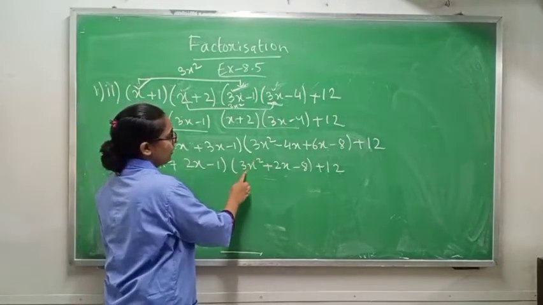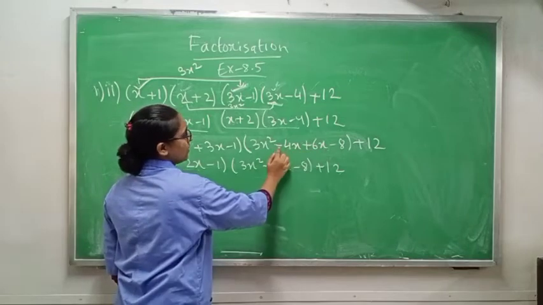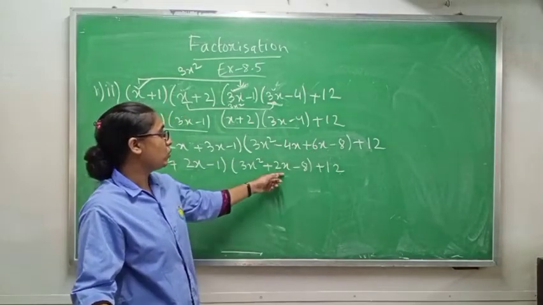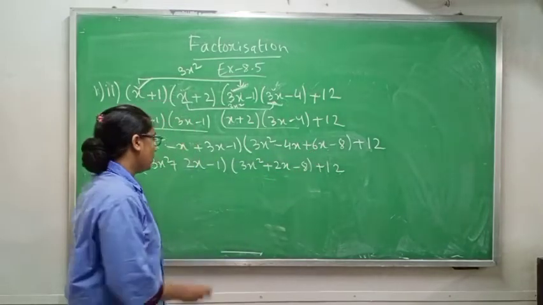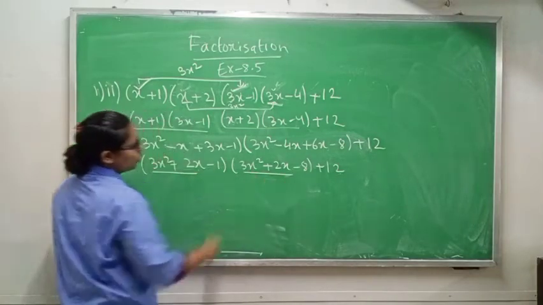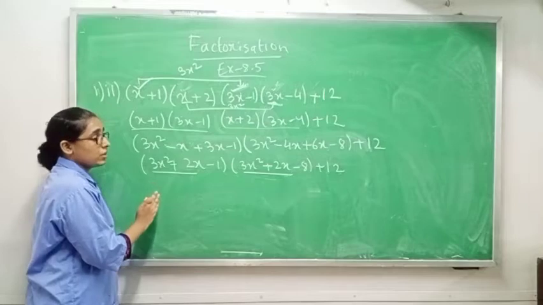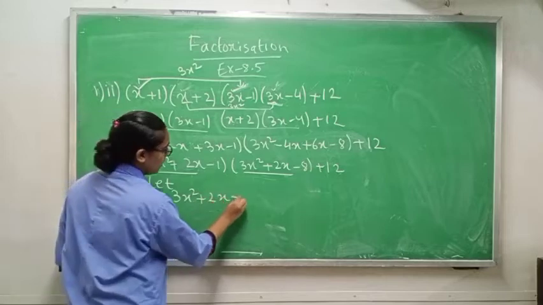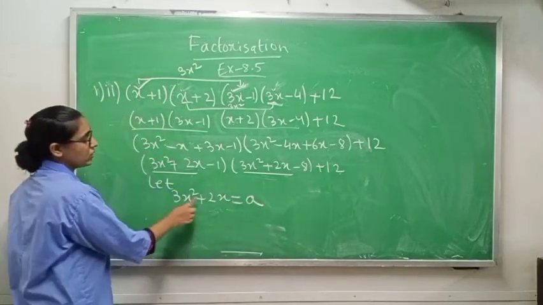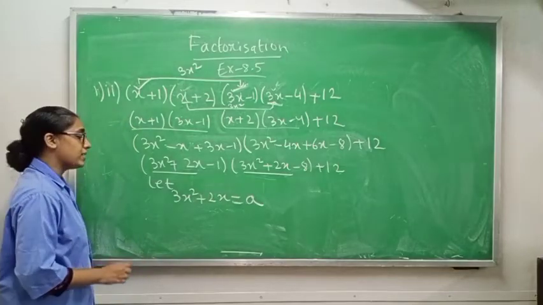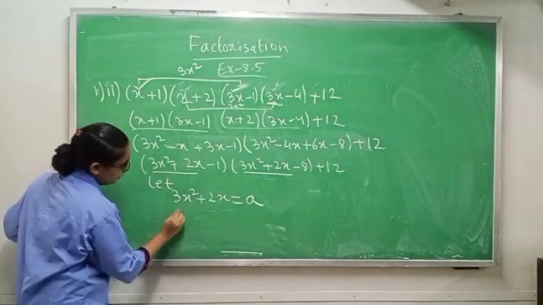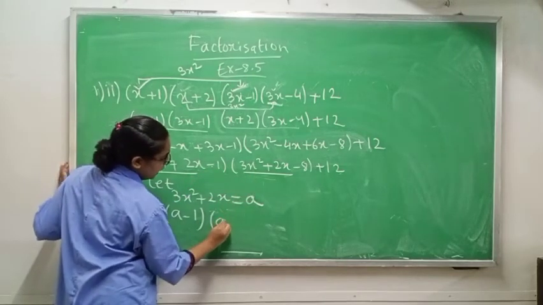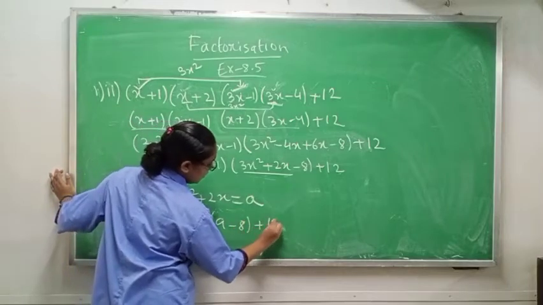Here also 3x square I write as it is, minus 4x plus 6x, you have to write plus sign because 6 is greater than 4. So plus 2x minus 8 plus 12. Now you can see this term and this term are both the same, and it must come same. So let 3x square plus 2x equal a. I am taking a because x is already here; you can take y or z also. Now in this place I put a minus 1, and again in this place I put a minus 8 plus 12. Understood what I have done?